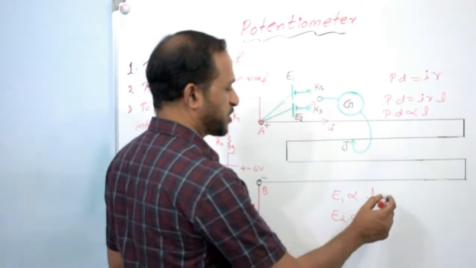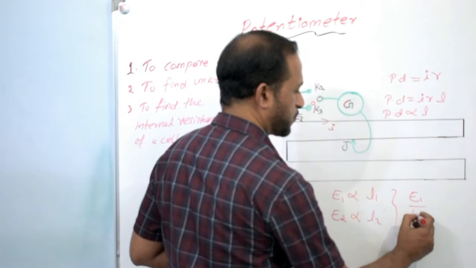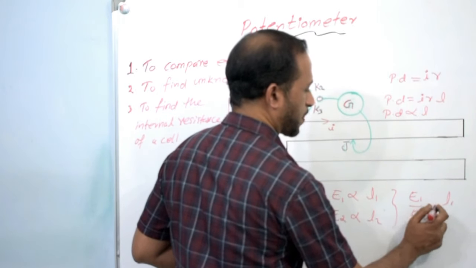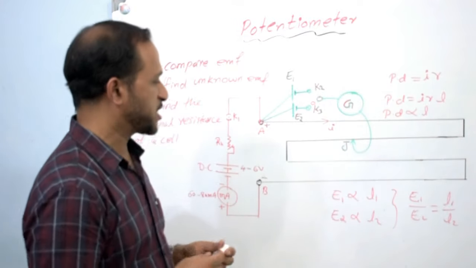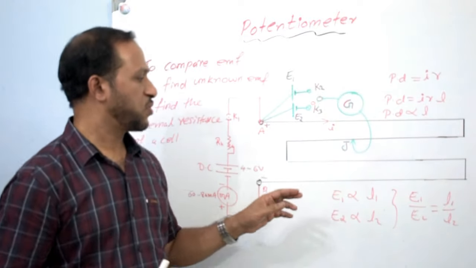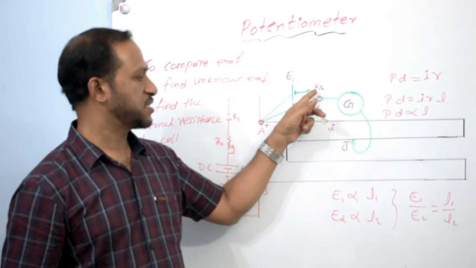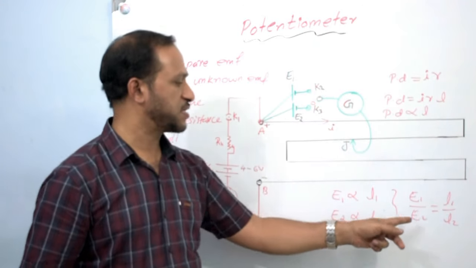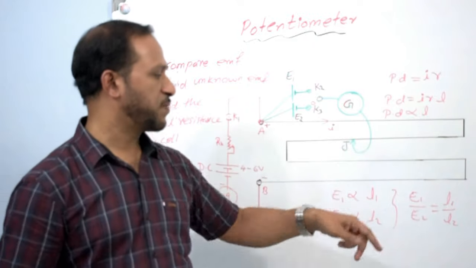So from these two equations, we can write down E1 by E2 is equal to L1 by L2. While doing the experiment, you have to find the balancing length of first E1, that is the dry cell, then remove the key and plug the key K3 and find the balancing length L2 of the Leclanche cell, and find the ratio L1 by L2.